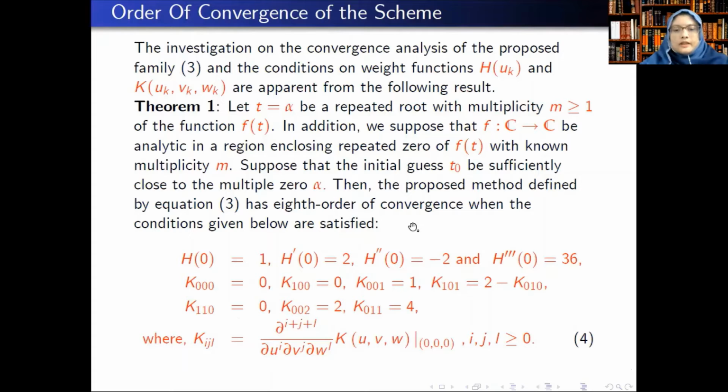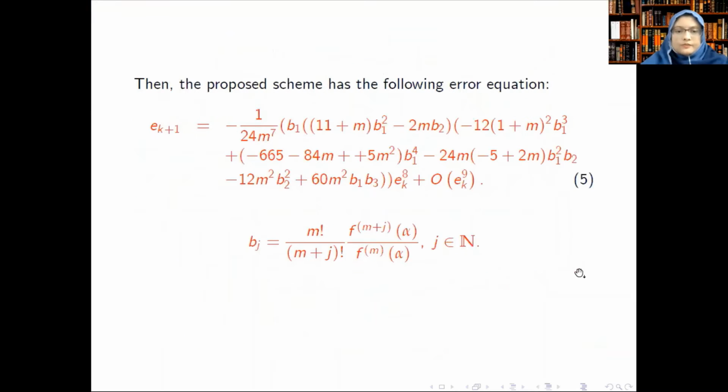And this is described here under the conditions on f and initial guess t naught, which is sufficiently close to the multiple zero alpha. We see the conditions of h and its derivative evaluated at 0, as well as the conditions on k and its partial derivative evaluated at origin again. We see here there is a free parameter in the form of partial derivative of k with respect to v evaluated at the origin, other than the parameter gamma, which is involved.